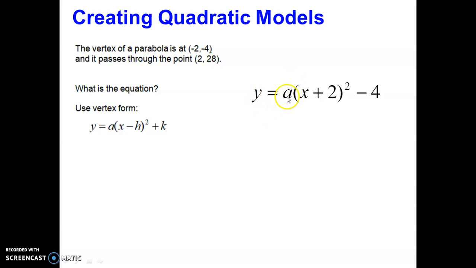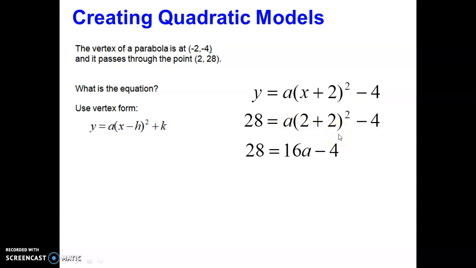So now to figure out what the a value is for this specific parabola, because this parabola must pass through this point, we're going to plug that point in. So y value of 28 goes here, x value of 2 goes in here for x. And now we have, again, a is our only unknown, so we can solve for a.